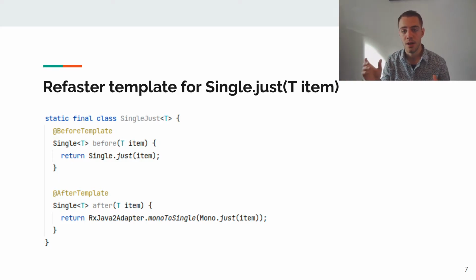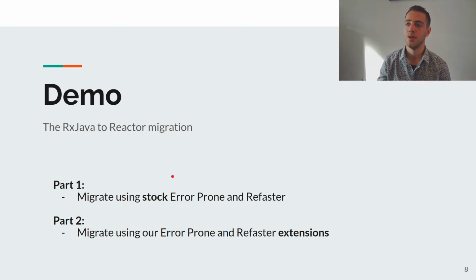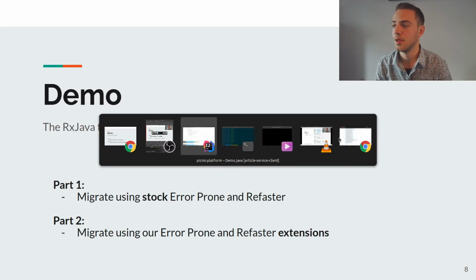Here you see only a mapping of one operator, but note that the RxJava API has over 1,000 operators. So we had to write a lot of Refaster templates to make this migration work. And now I'm going to show you a demo. And again, the first part of the demo will be with the existing set of features, and then we'll quickly go over to the next part where we can run the rest of the migration using the extensions that we created. So yes, let's go to the code.